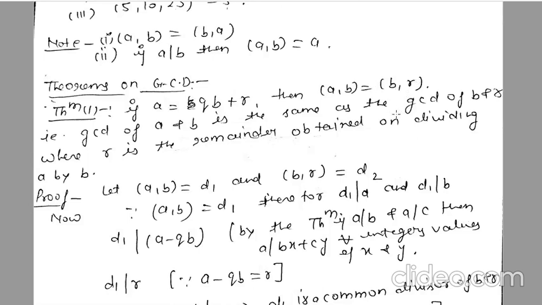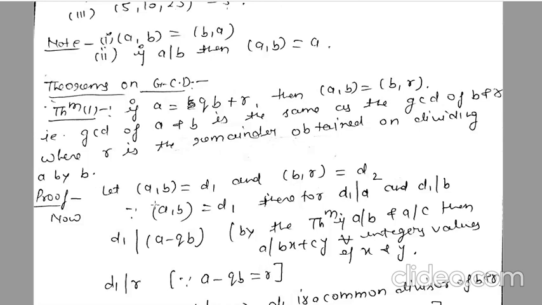It means the GCD of A and B is the same as the GCD of B and R, where R is the remainder obtained on dividing A by B, right? That means if A is equal to BQ plus R, then GCD of (A, B) is equal to GCD of (B, R), both are equal, where R is the remainder on dividing A by B.